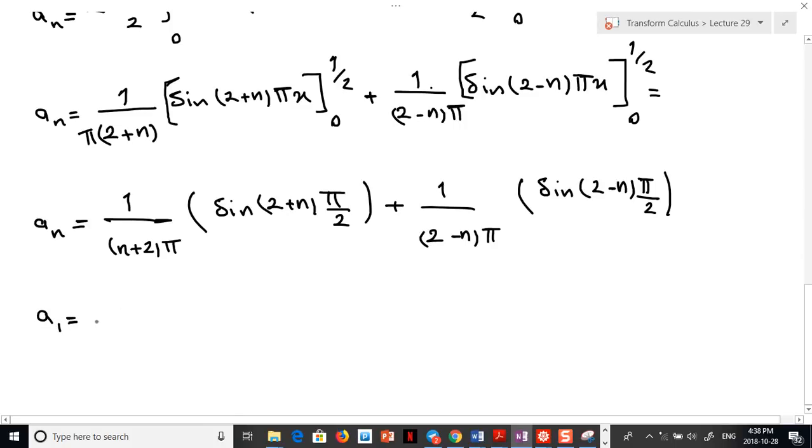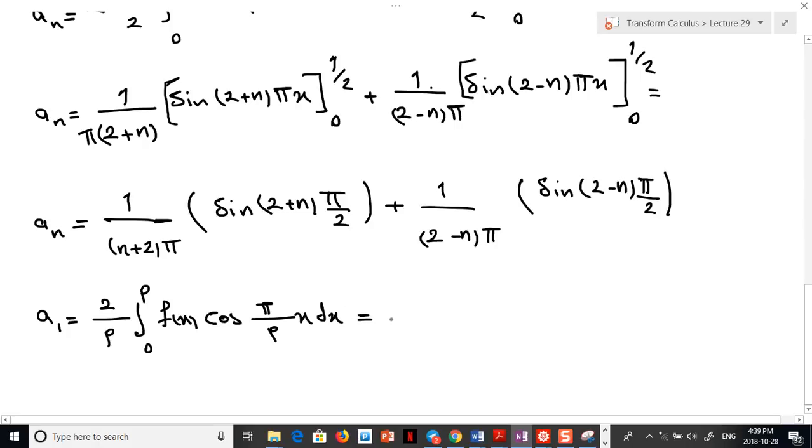If I want to find a1 based on the definition, we had 2 over p times the integral from 0 to p of f(x) cosine n pi over p x, and n is equal to 1, so we have cosine pi over p x dx.